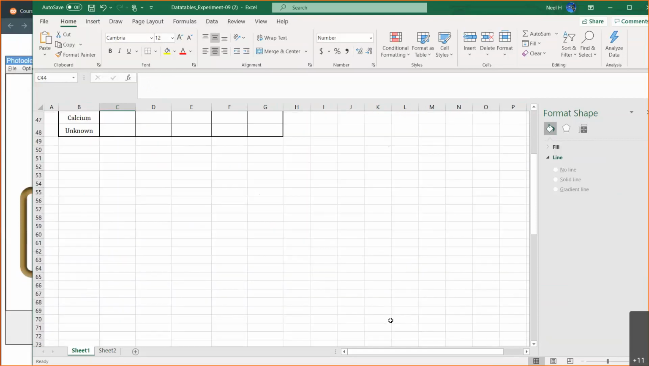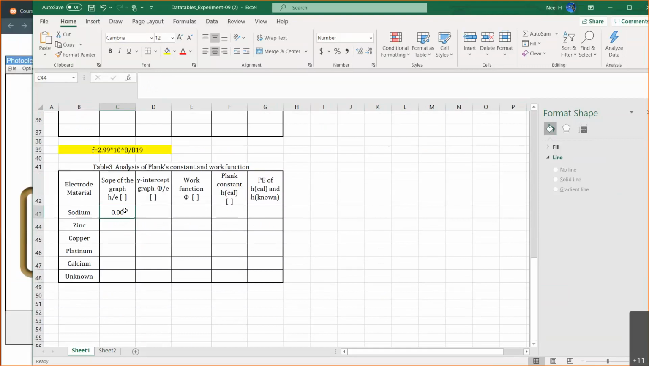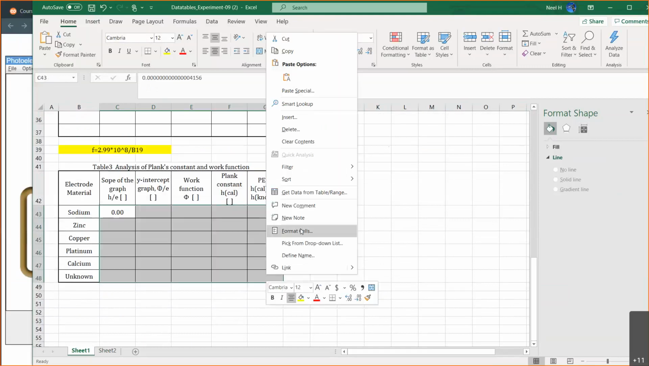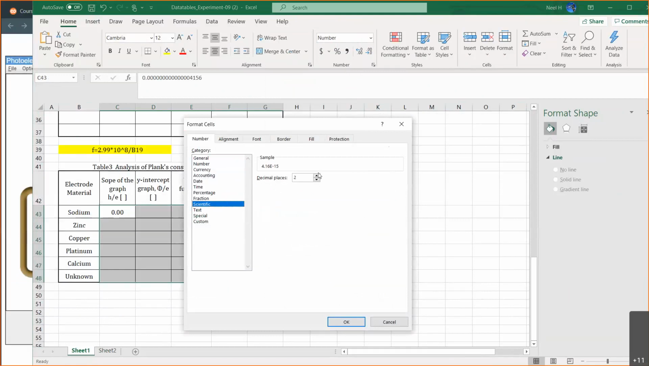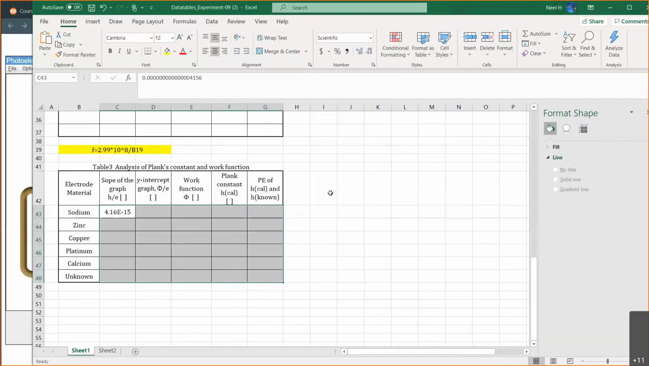Yeah, so you also have to change all of this into scientific, otherwise you will not get to see the small numbers, okay? Highlight the whole area of the table 3, scientific, maybe 2 decimal places, because if you write down an extremely small number, it should be in scientific notation, okay? Now that is H over E. If I multiply that by E, I should get the Planck constant.